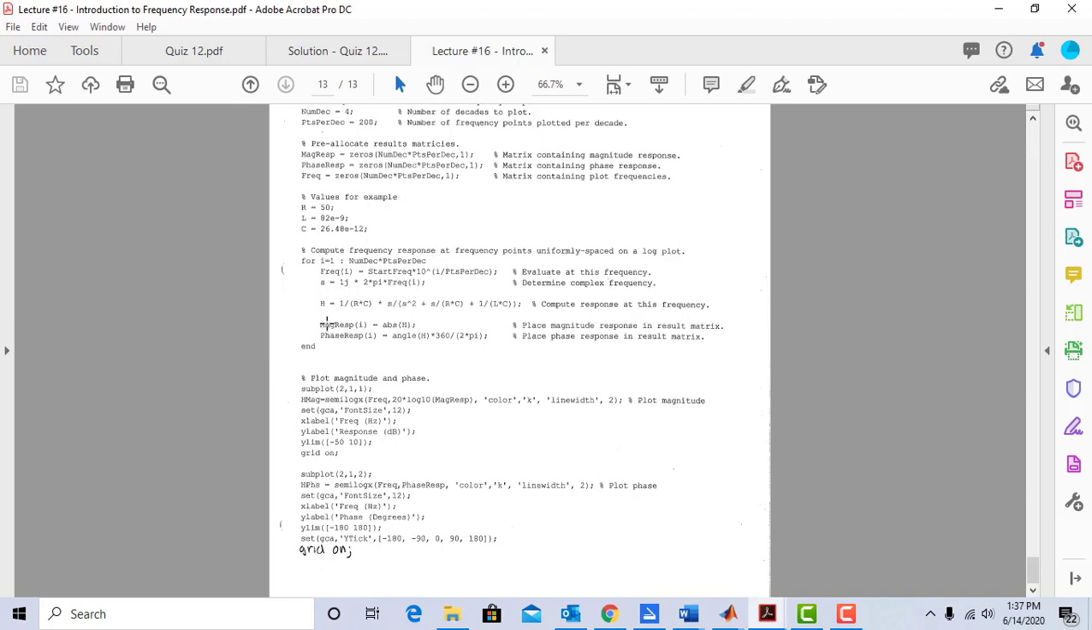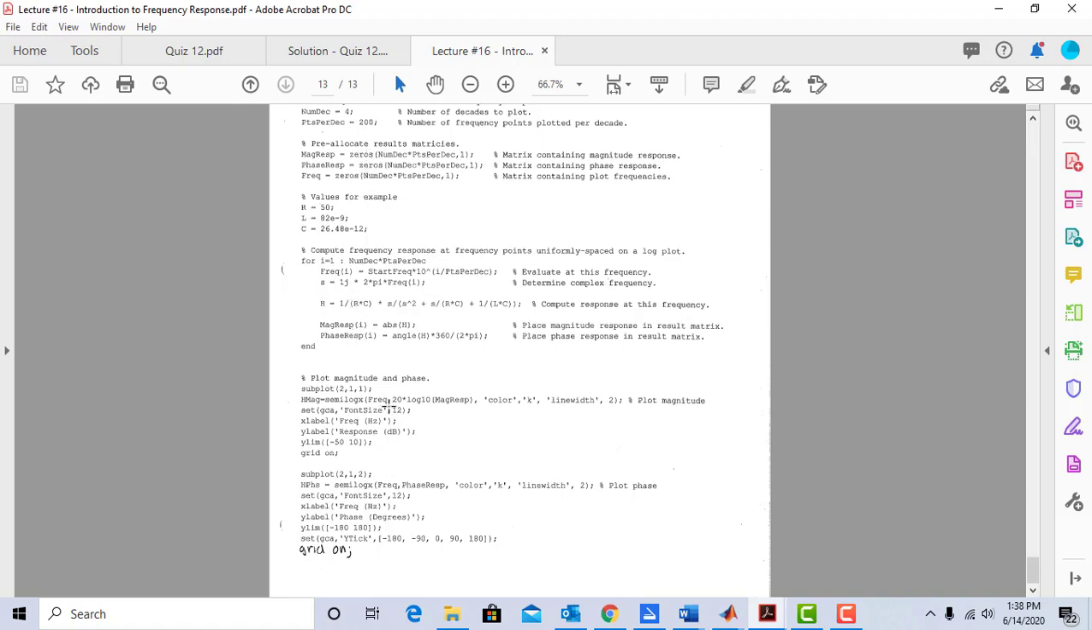And then I'm going to say the magnitude is equal to the absolute value of that. The phase response, I put it in degrees by saying it's the angle of H, which comes back in radians because smart people all like radians. And I divide my radians by 2 pi, which gives me the percentage around the circle it is, and then I multiply that by 360 degrees. And then I place those in these matrices that I allocated up here.